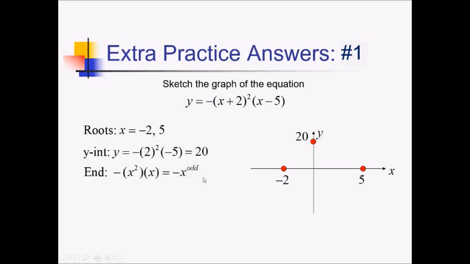That tells us that this is going to behave like a negative x, like a downward sloping line, so that we're starting above the x-axis and ending below the x-axis.